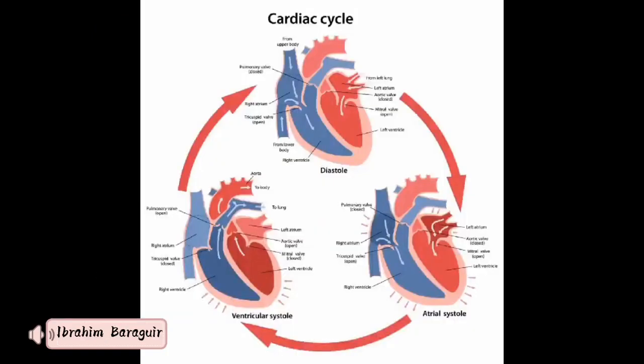What we're going to do today is explain my topic. My topic is all about the cardiac cycle, which is part of the circulatory system. So let's get started. The cardiac cycle is the performance of the human heart from the ending of one heartbeat to the beginning of the next.